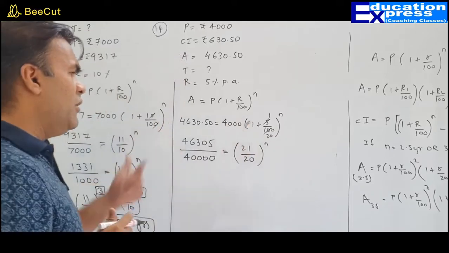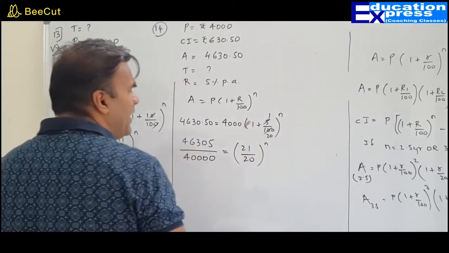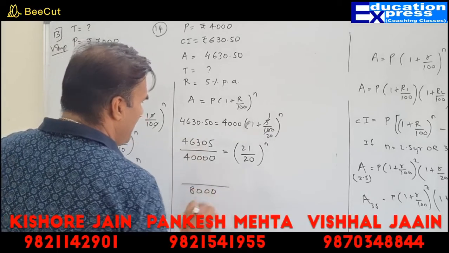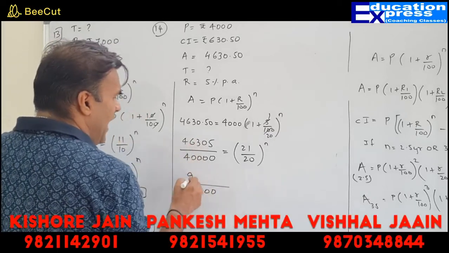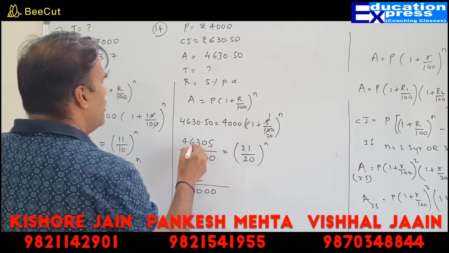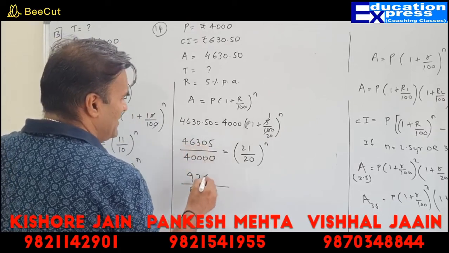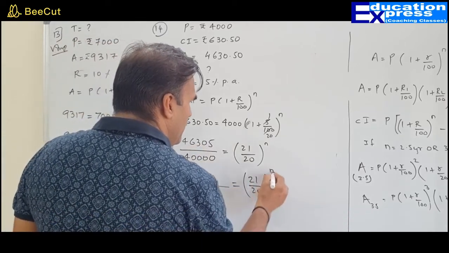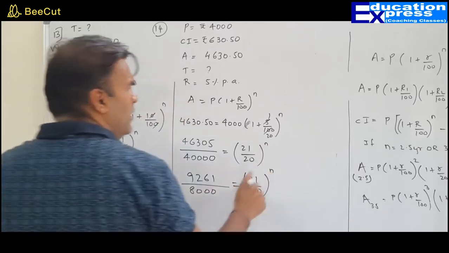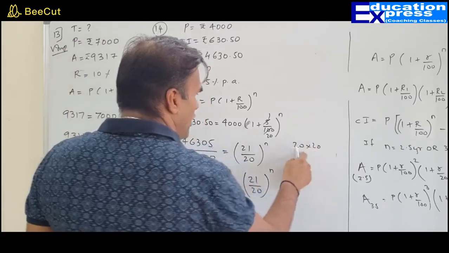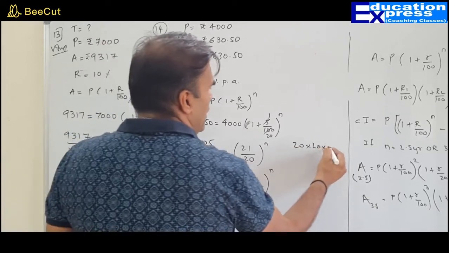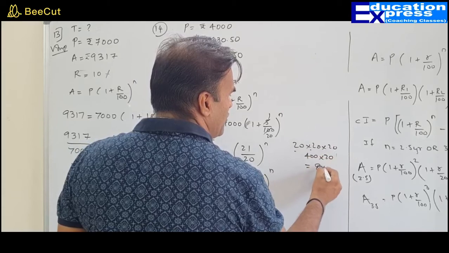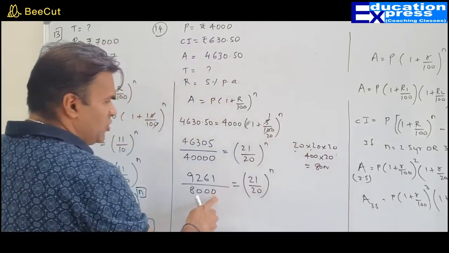Is there any possibility of division? Yes sir, we can divide by 5. When you divide by 5, this becomes 8,000, whereas this becomes 9261. So that will be equal to (21 upon 20) raised to N. Which is the easier one to find the cube of? Sir, 20 into 20 is 400, and 400 into 20 is 8,000. So that means the cube will match. So no need to see also.